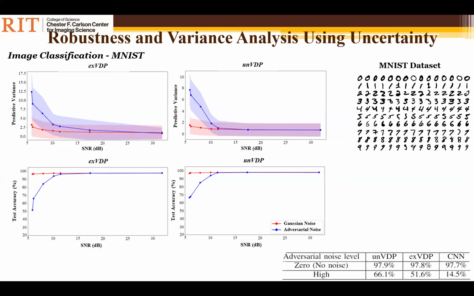In the subgraph on the bottom row, we plotted the accuracy versus SNR, because we wanted to see, at the same level when the variance increases, what the level of accuracy was for the neural network.